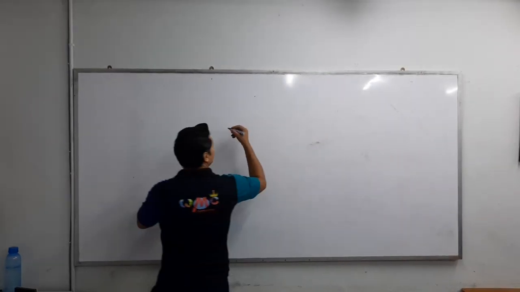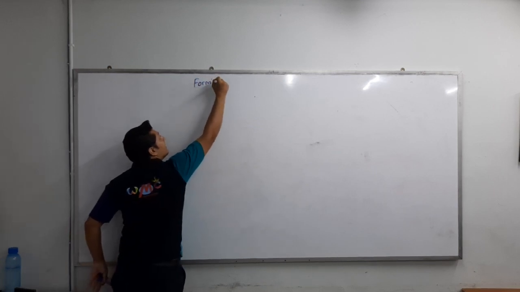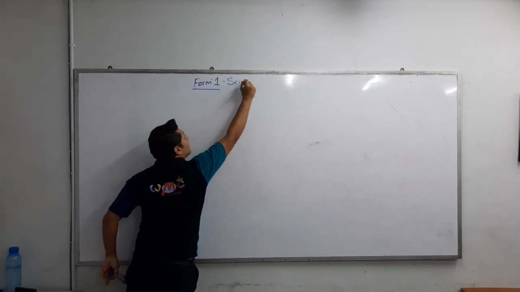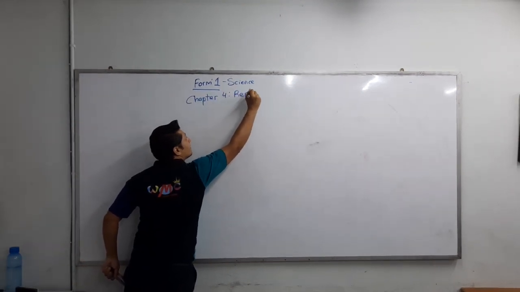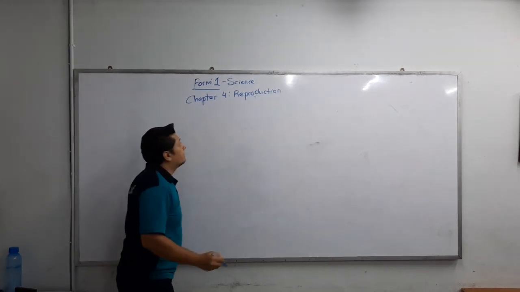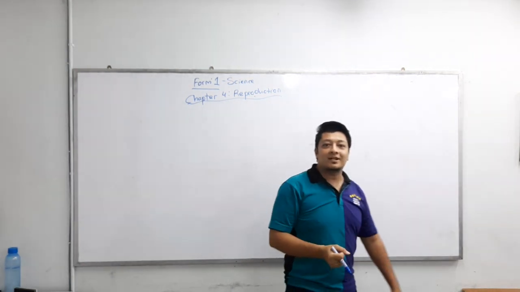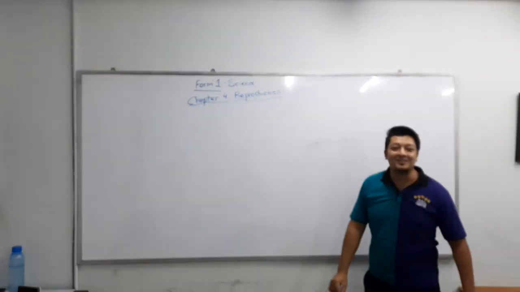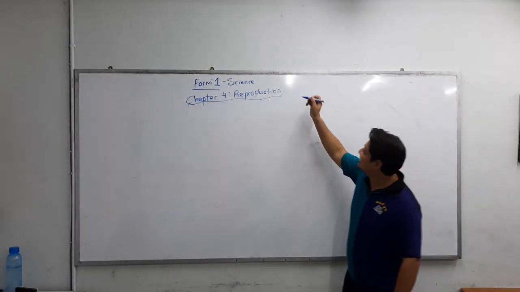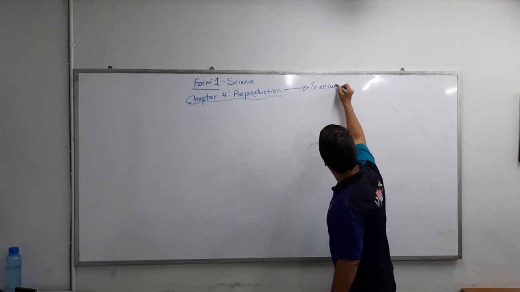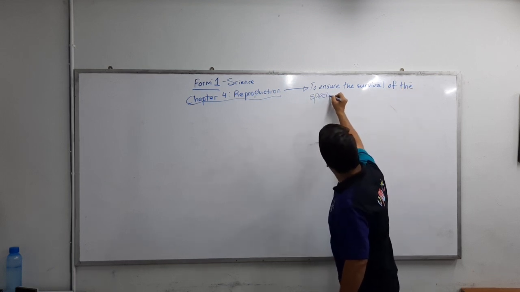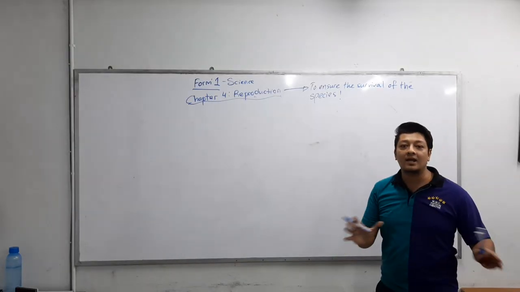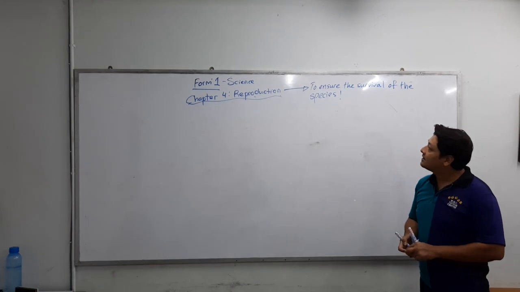Okay, so we just write it down first. What is the function of reproduction? First of all, the chapter is on reproduction. So what is it about? Reproduction is to ensure the survival of the species. Without reproduction, you and I won't be here today, right? So let's begin.